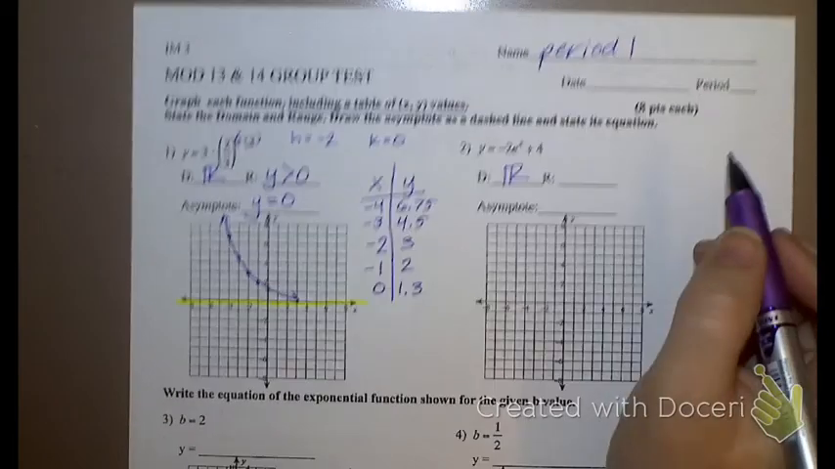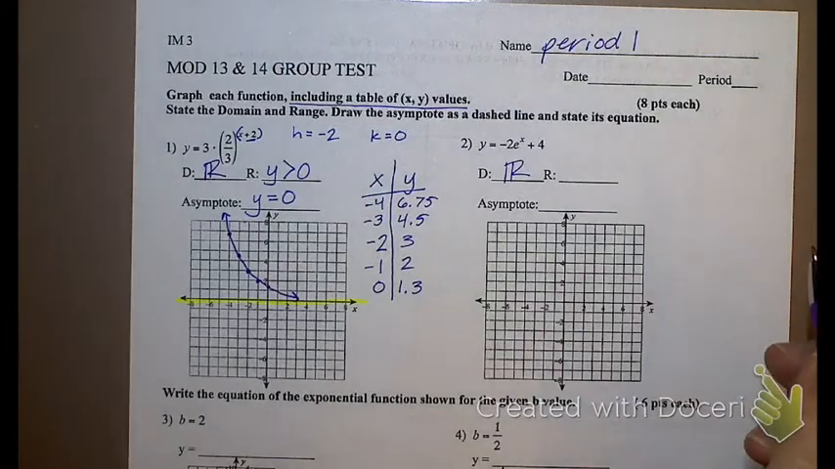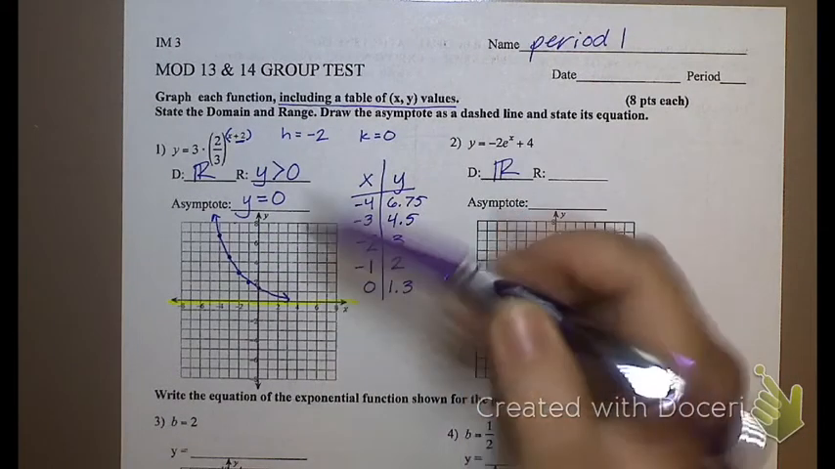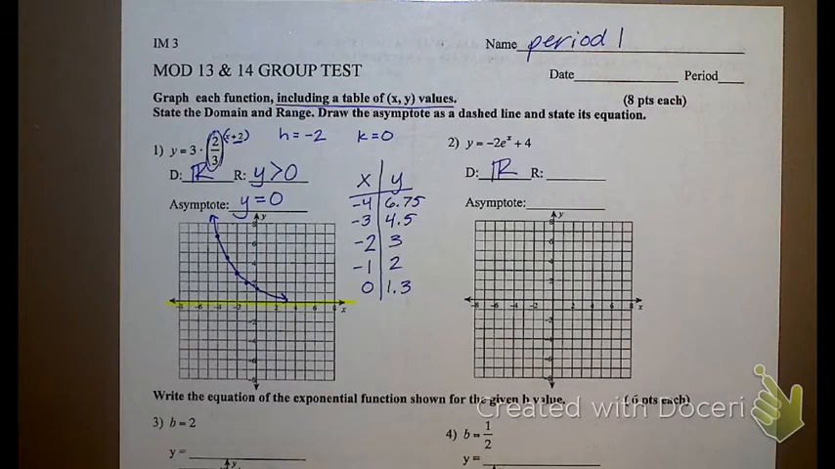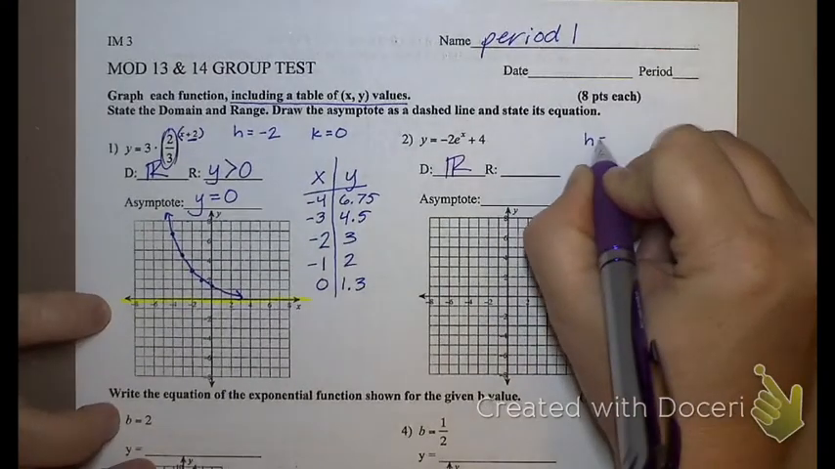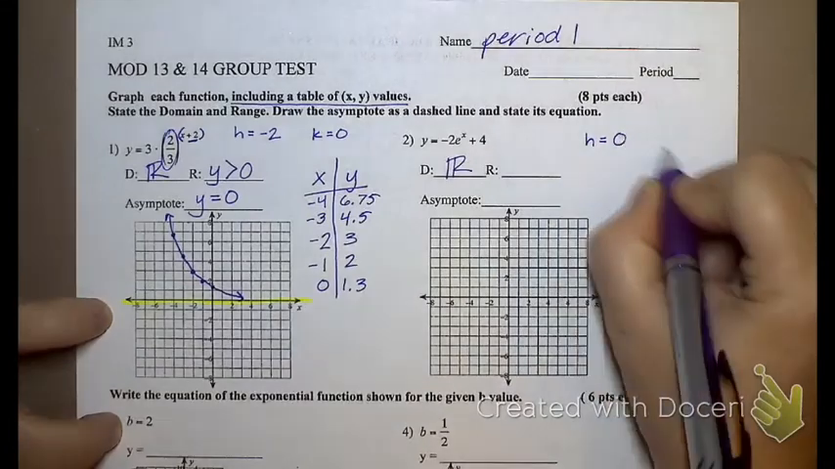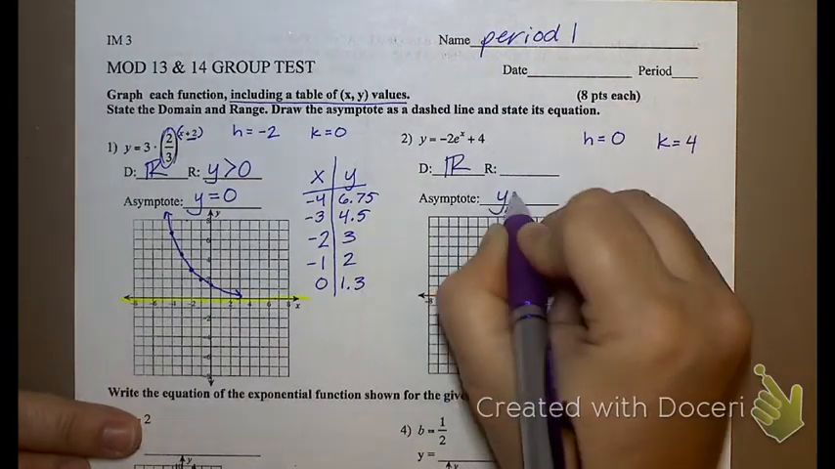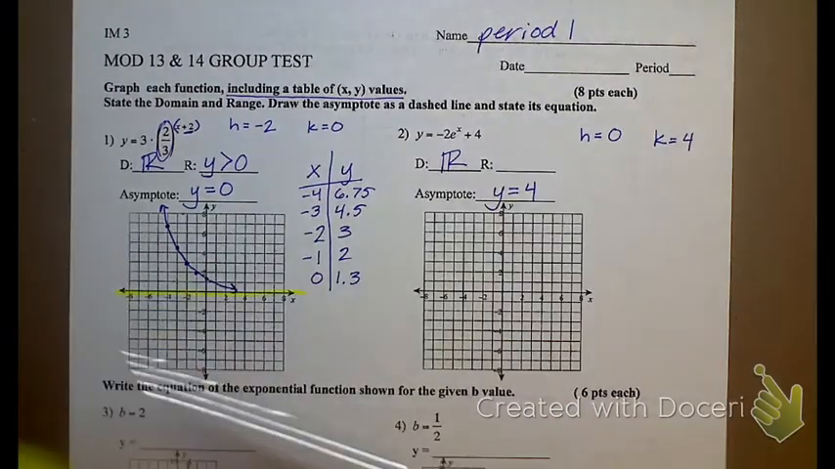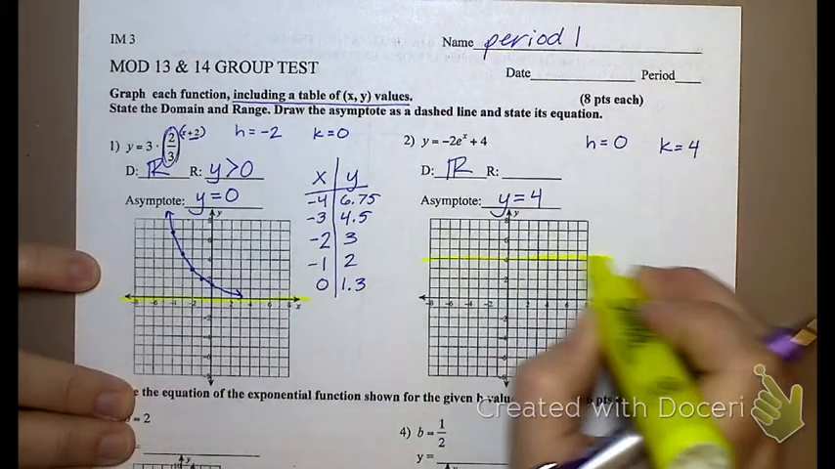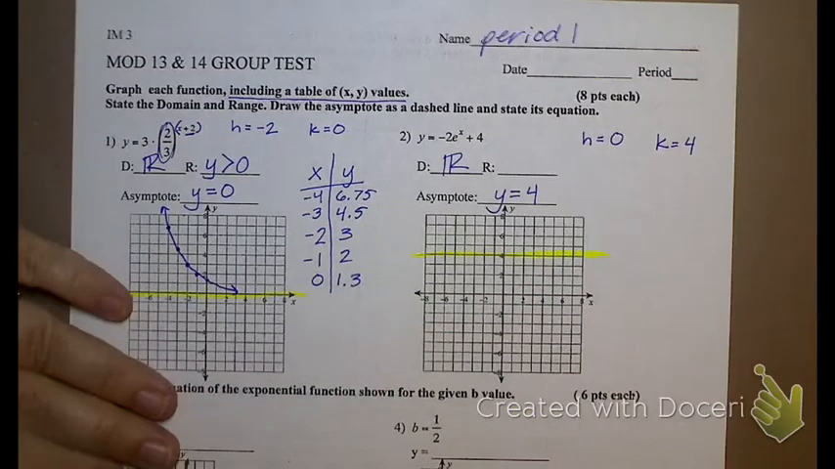Okay? Just out of curiosity, does this graph represent growth or decay? Decay. Why? Because it's getting closer to my asymptote, but also because my b value is less than 1. Right? 2 different ways you can tell there. All right, number 2, what is my h value? 0. What is my k value? So what's my asymptote? Y equals 4. Again, if you just write 4, you will lose that point there. Can you afford to lose any points? No. I wouldn't want to. For something as silly as that, I wouldn't want to lose that point.